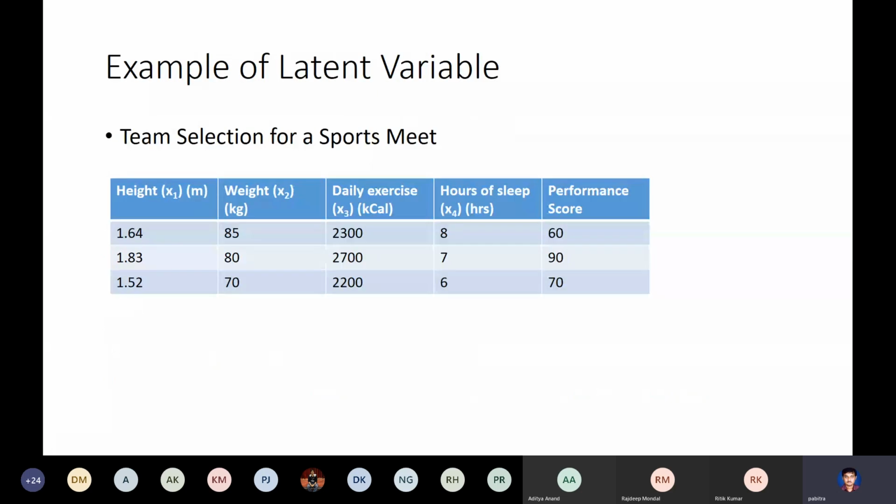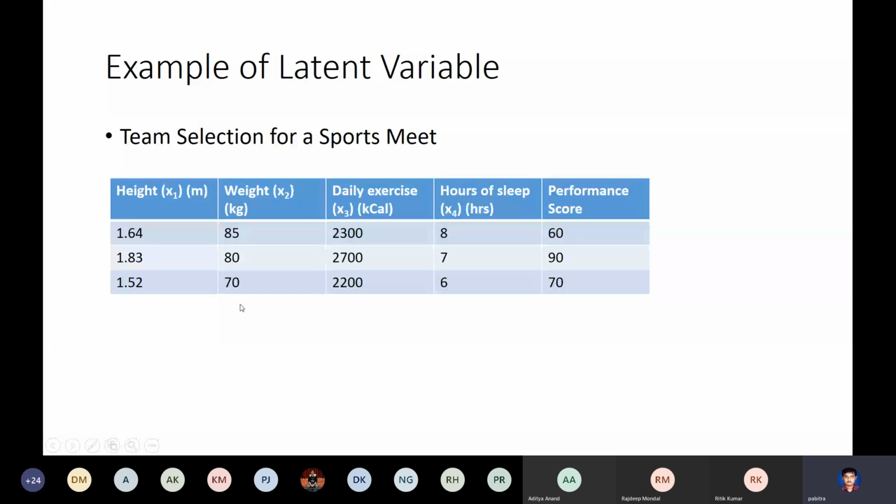So you are doing a team selection for a sports meet, say inter-IIT or something. What we'll do is hold some trials and ask the students to participate, and some trainer or somebody in the trial, based on the performance, will give some score, 0 to 100.